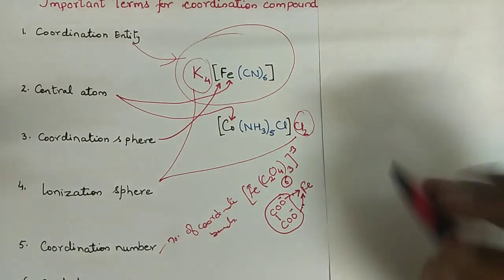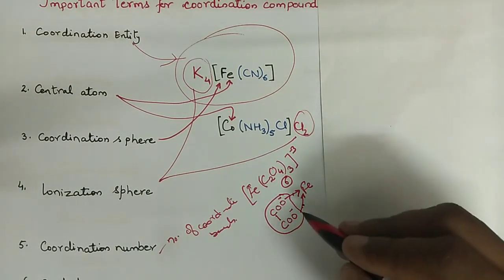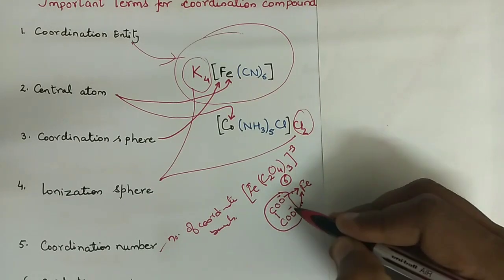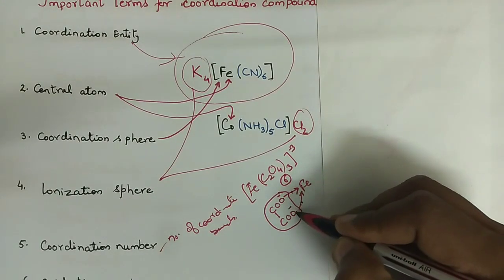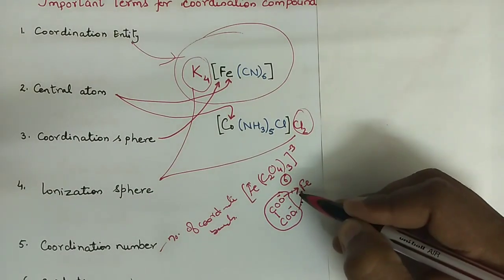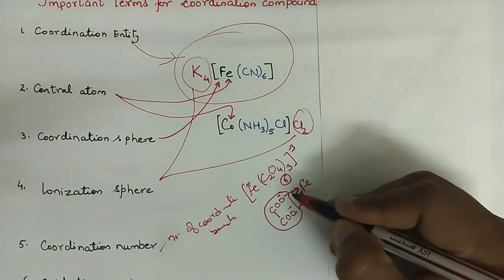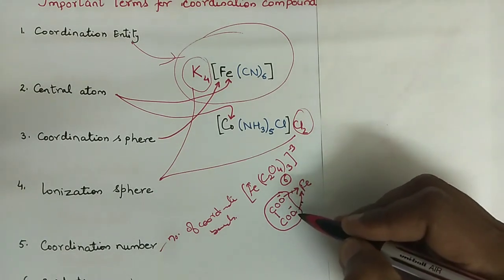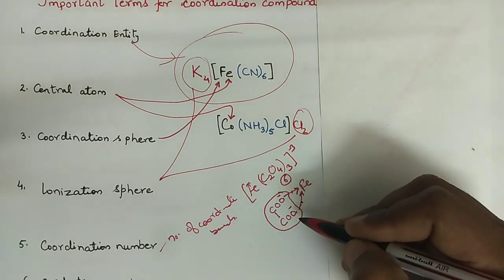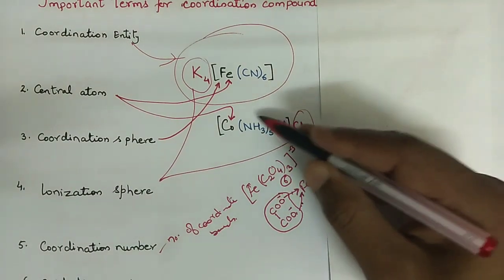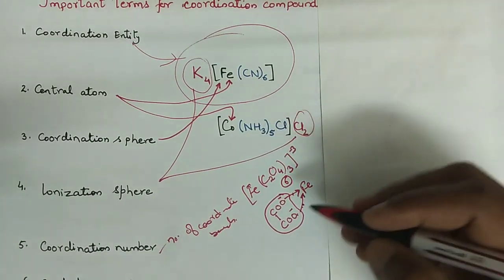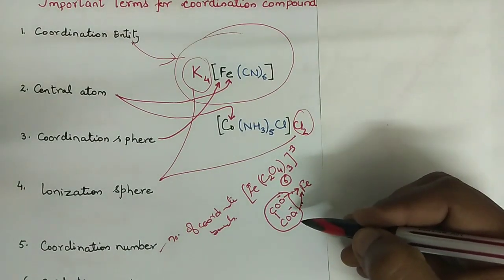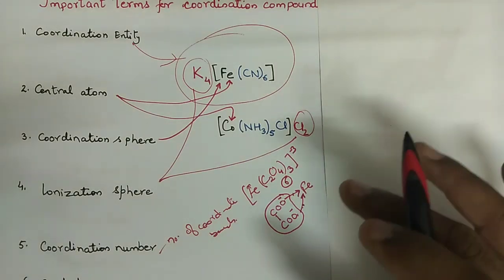That is why in NCERT it is written that it is the number of donor atoms. If you have counted the donor atoms, that means you know the coordination number. So the coordination number is not the number of species, it is the number of donor atoms. I think it is very clear to everyone.